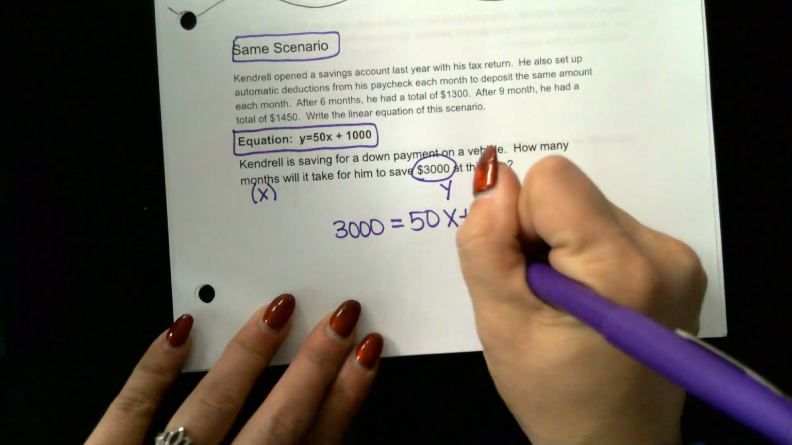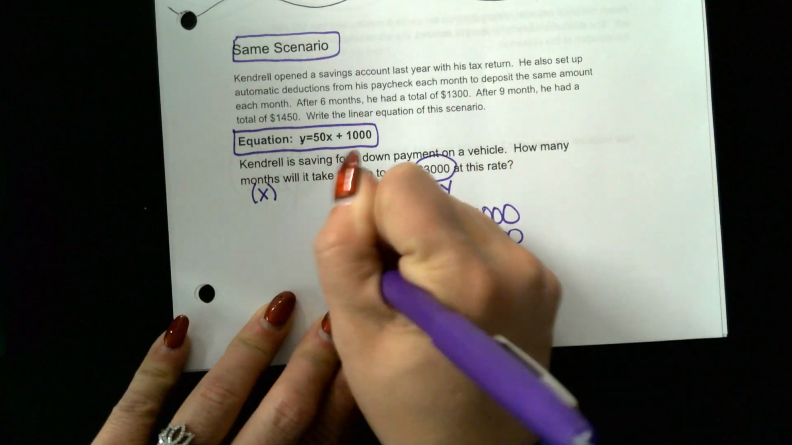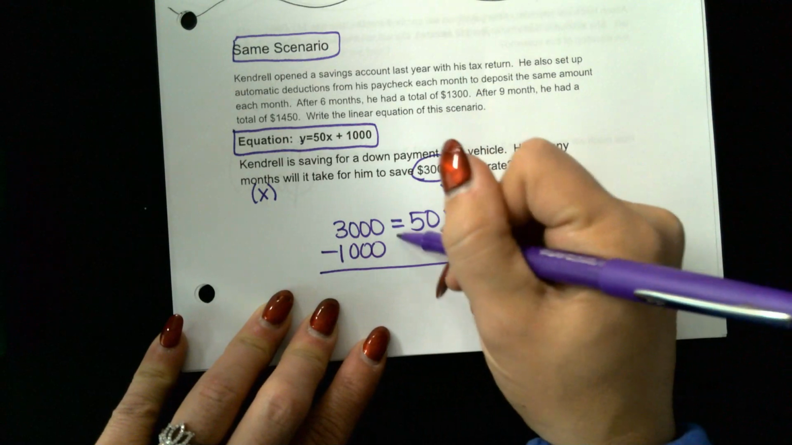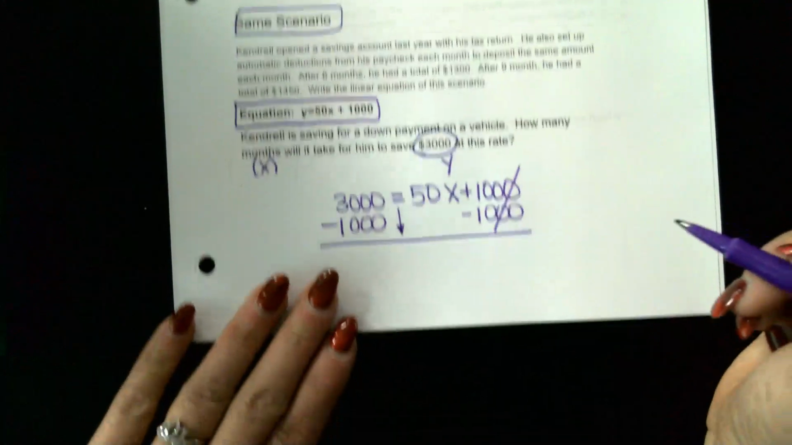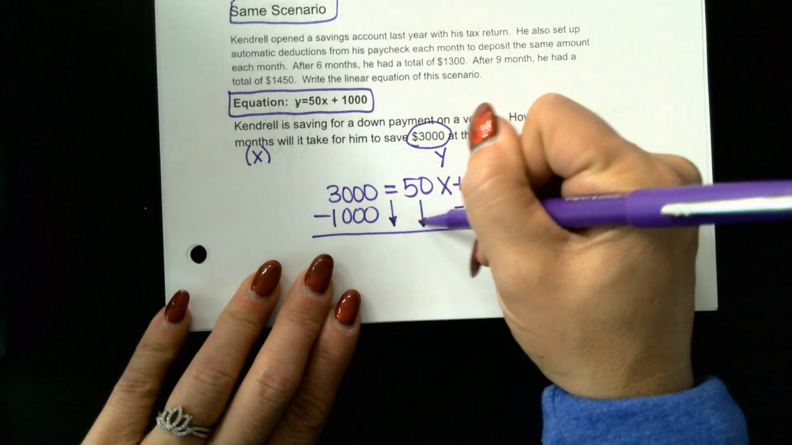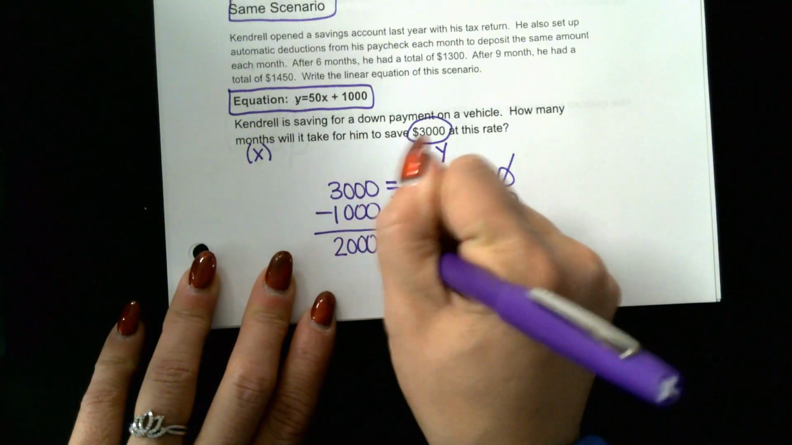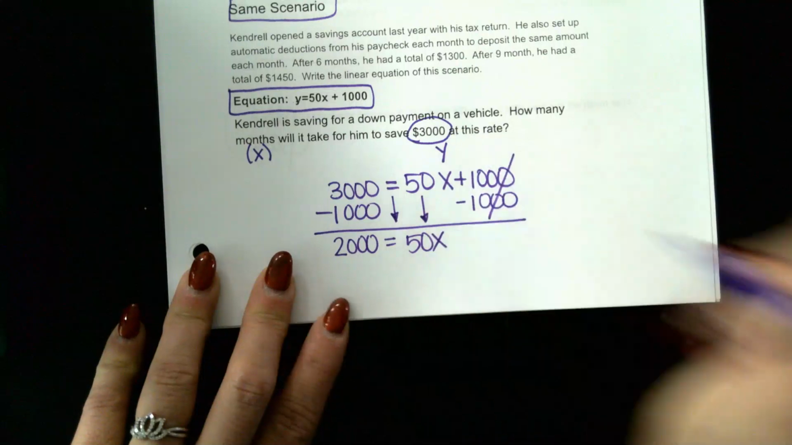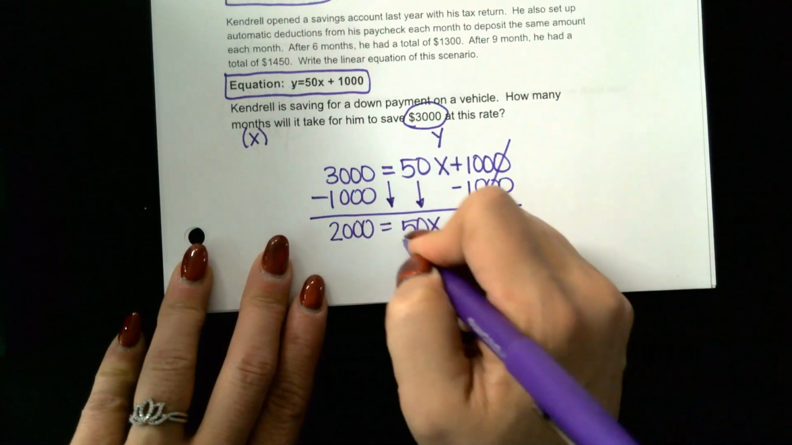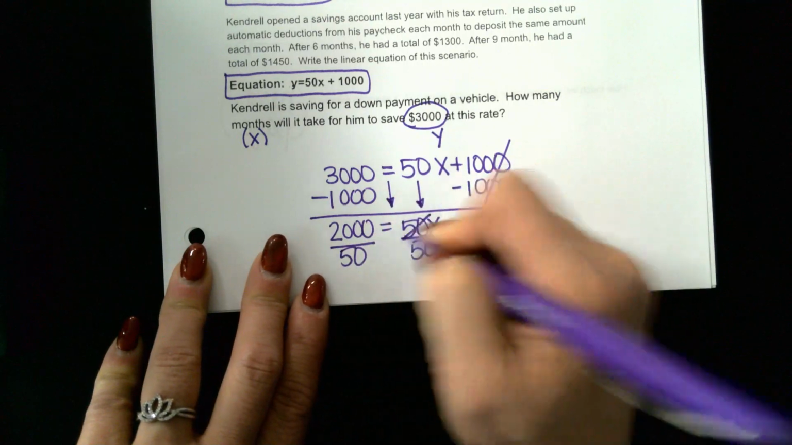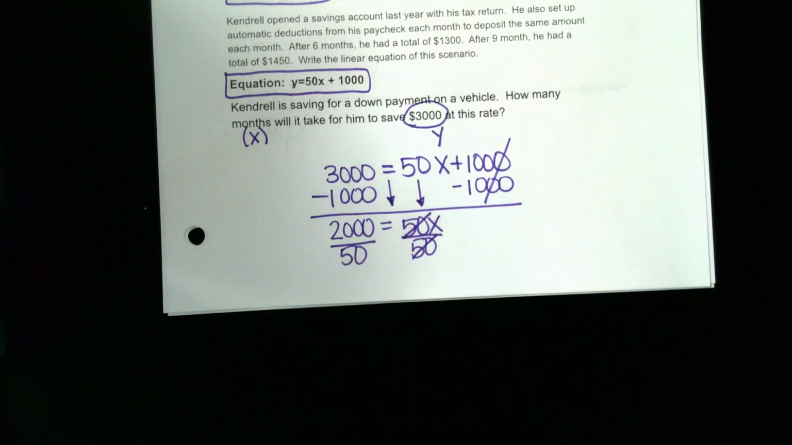Subtract 1,000. Both sides, yep. Always. Got to keep that scale balanced. So 3,000 minus 1,000 is 2,000 equals 50x. Last step, always division, right? Well, I can't say always, but I'd say about 90% of the time, there is going to be some number in front of x that you have to divide by.